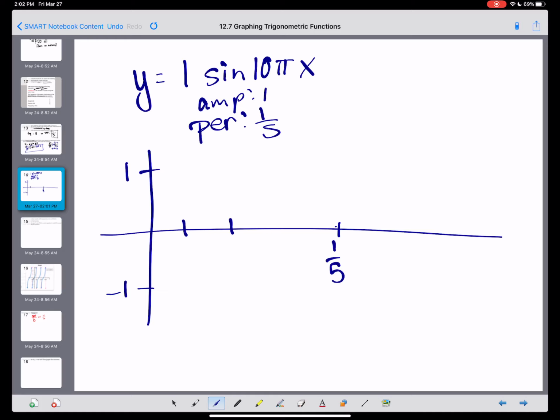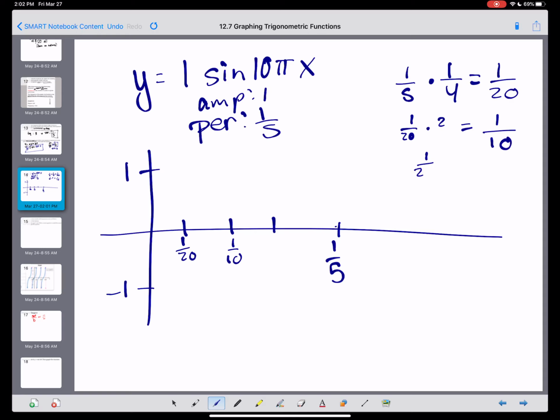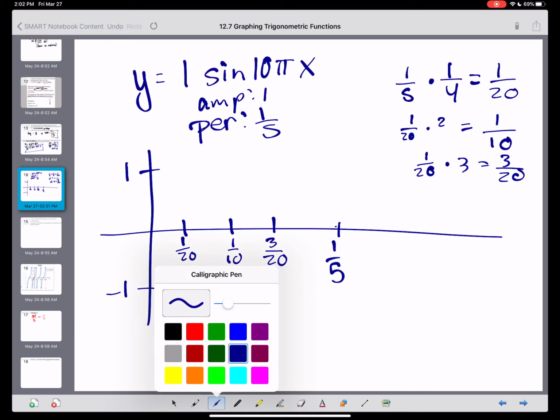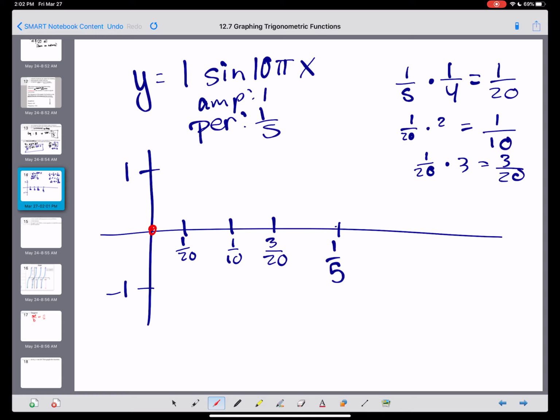I'll break my graph down to fourths like that. So 1/5, I want to multiply by 1/4 to find that first coordinate. So I get 1/20. So this is 1/20. To find the second point, I take 1/20 and I multiply by 2, because it's the second point, so I get 1/10. And then to find the third coordinate, I take 1/20 times 3 to get 3/20. And I just follow the pattern of signs. So middle, high, middle, low, middle.